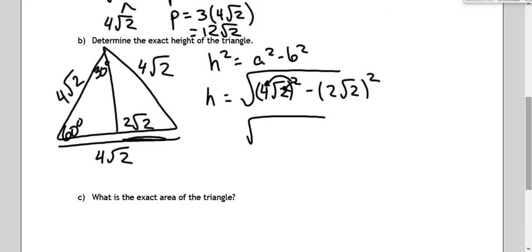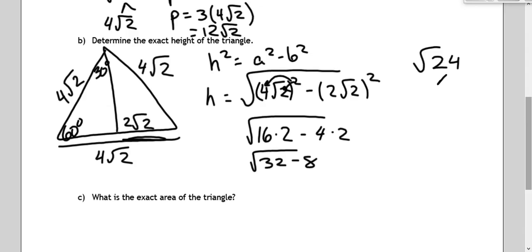So the square root of 16 times 2 minus 4 times 2. So the square root of 32 minus 8, which gives us 24. So then the square root of 24 breaks down into the square root of 4 times the square root of 6. So 2 root 6 is the exact height of the triangle.